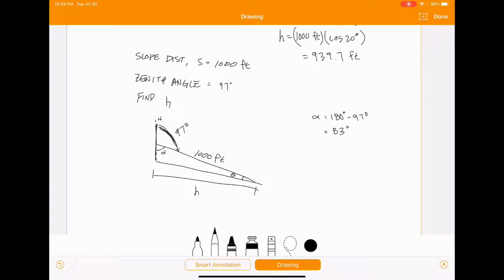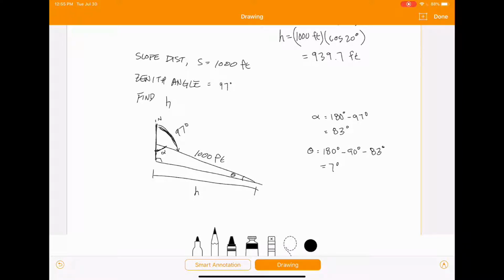So from there, you can just use trig using this angle now to find your H, or if you're more comfortable, you can find your theta, because we know that in a triangle, all the angles have to add up to be 180 degrees. Then you can just subtract your 90 degrees because this here is a right angle, and then subtract your alpha of 83 degrees. So you'll get that theta equals 7 degrees.